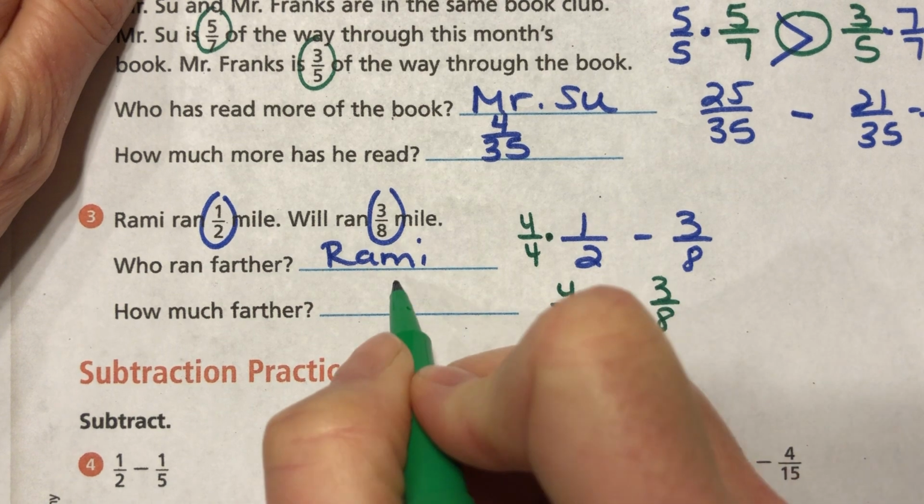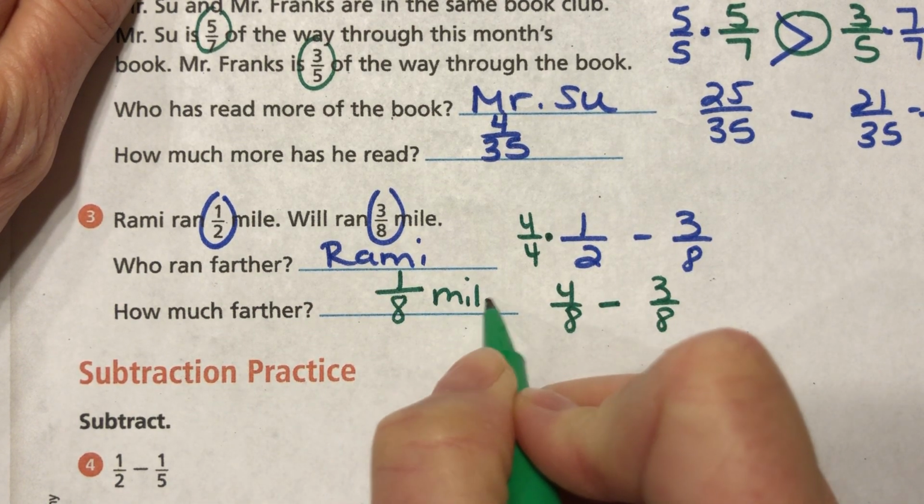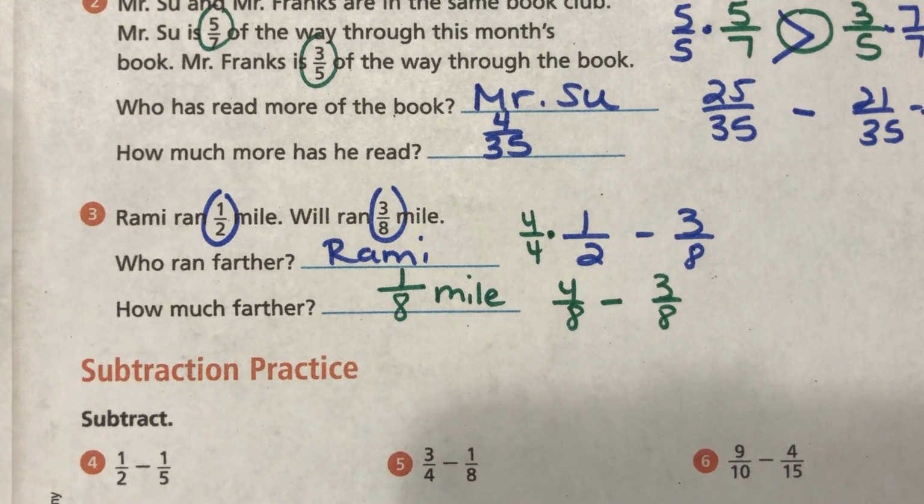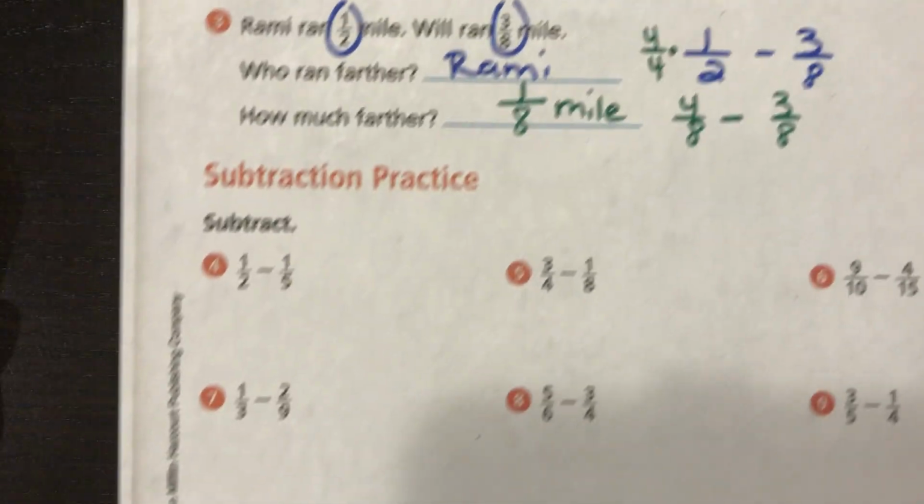And 4 minus 3 is 1, and the 8 doesn't change. So how much farther? 1/8 of a mile. All right, we are done with the word problems. Now let's do some subtraction practice along the bottom here.